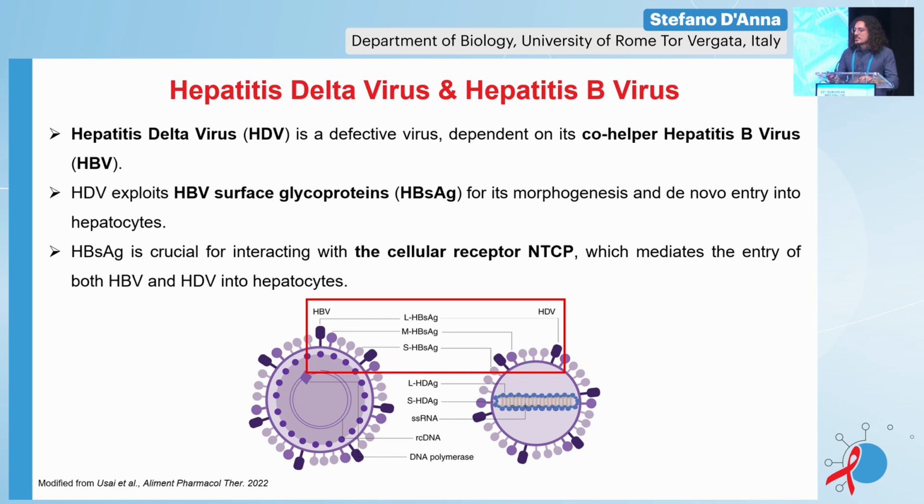Hepatitis delta virus is defined as a defective virus, strictly dependent on its cohelper, represented by hepatitis B virus, as it provides the surface proteins, HBsAg, for the morphogenesis and de novo entry into the cells of both viruses. Indeed, HBsAg interacts with the cellular receptor NTCP, thus mediating the viral entry into the hepatocytes.